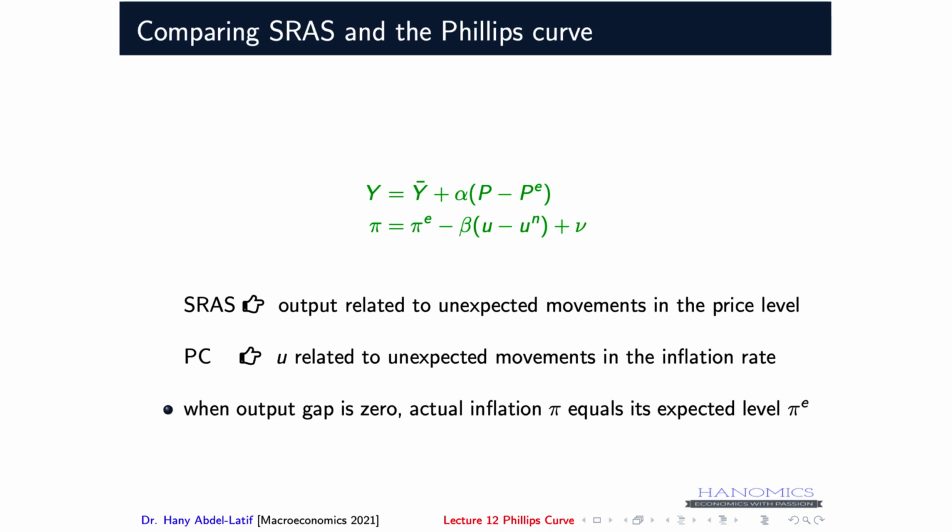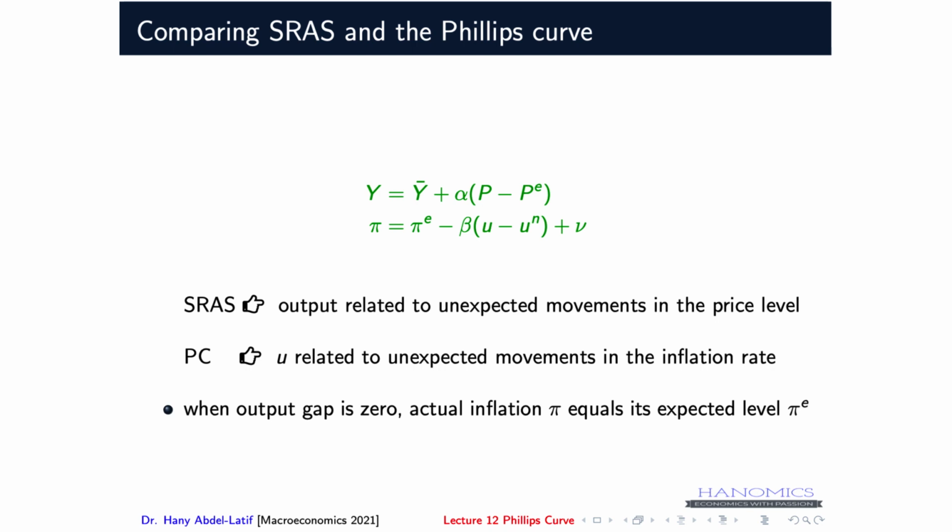We want to make some comparison between the short-run aggregate supply curve and the Phillips curve. As you've seen now, you might have expected we derived one from the other. We managed to derive the Phillips curve from the short-run aggregate supply curve. I put both on the screen now so you can see both relationships.